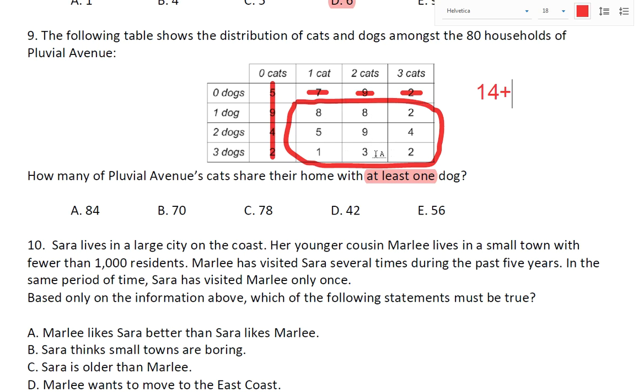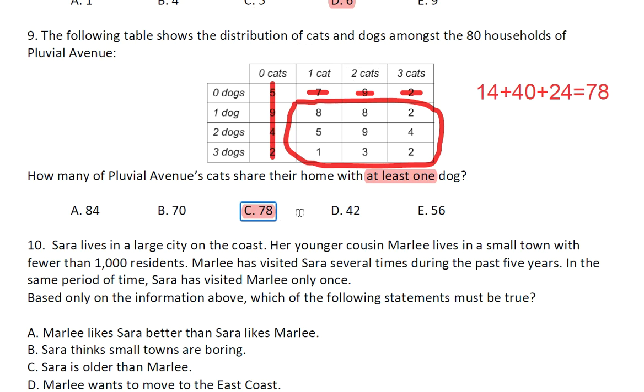8, 17, 20, but times 2 is 40. And in the third column, 2, 6, 8, times 3, 24. Add them together, 14 and 40, 54 plus 24, 78. All right, 78 is the answer there. I'll just write that in. Yeah, that's one where you've got to pay attention to what the question is asking you.